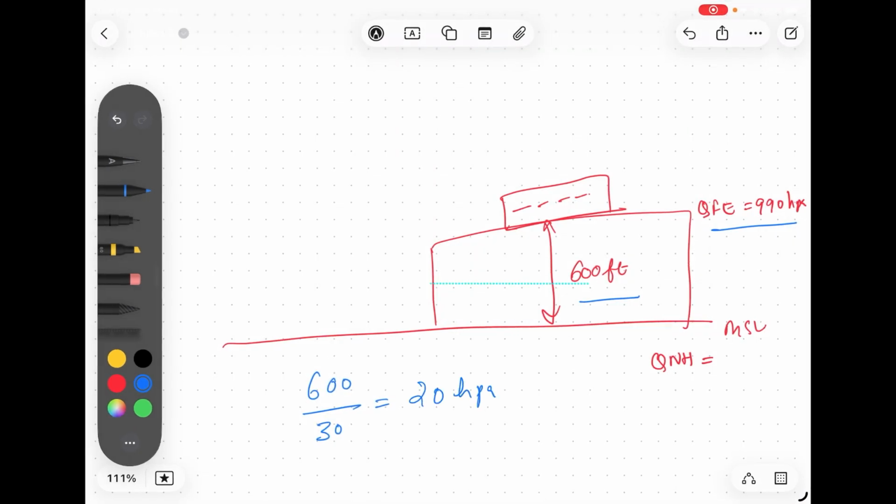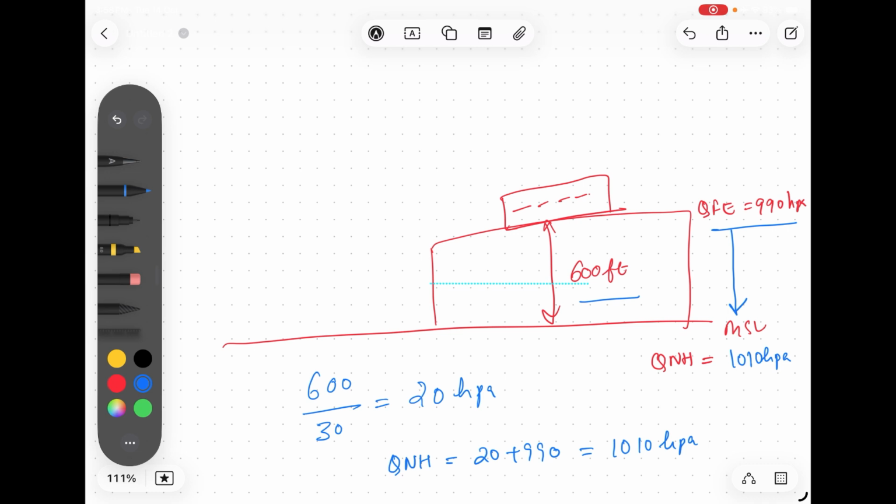So every 30 feet I go higher, it reduces 1 hectopascal, and every 30 feet I go lower, it will increase. So when I add 20 hectopascal to 990, I get QNH would be 20 plus 990, which will give me 1010 hectopascal. So my QNH is 1010 hectopascal. Now this is one type of question that can come.